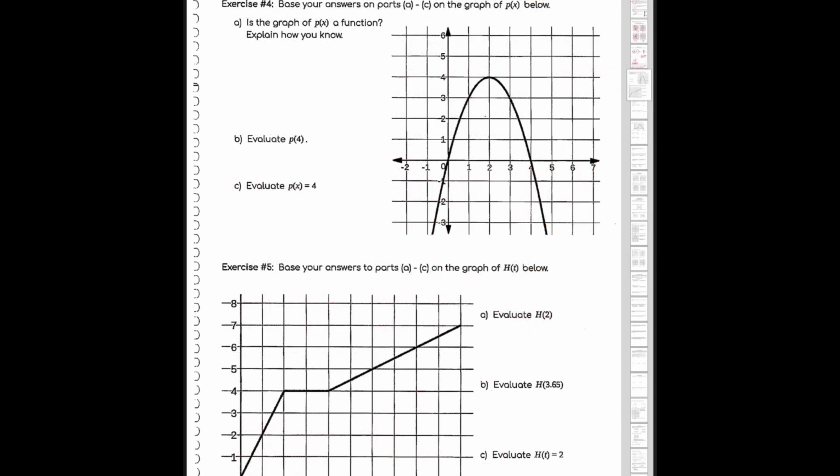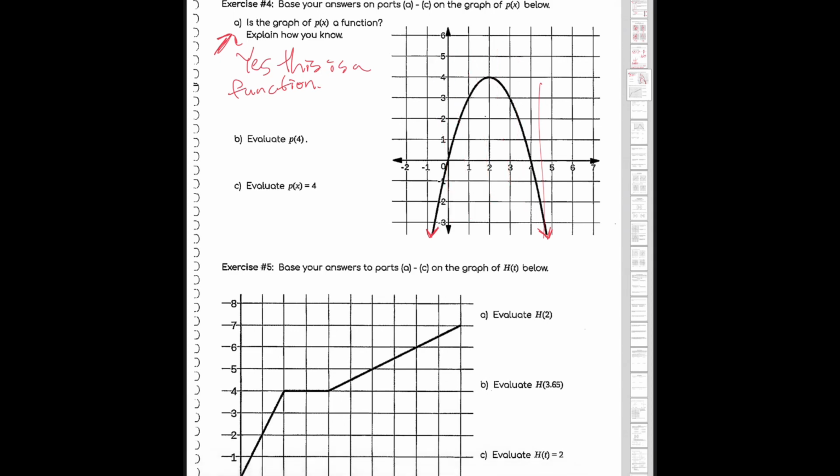So for exercise 4, we're first asked a question from the last lesson. Is this graph of p of x a function? This graph here is some function put on the coordinate plane. So how would we test if it's a function or not? Right away, we can conduct the vertical line test. The vertical line test shows us that yes, this is a function, because it passes the vertical line test.